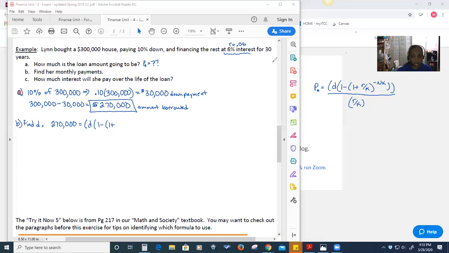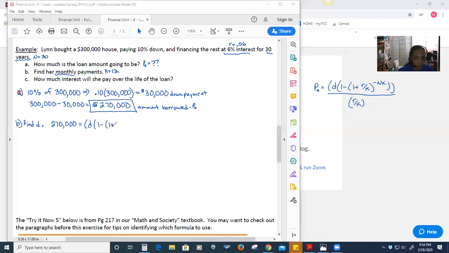And she's taking out the loan for 30 years. So 30 years is going to be our N. And her payments are monthly. So that's telling you K. All right. And we already figured out P0, how much she's actually borrowing. Okay. So let's keep filling it in here.